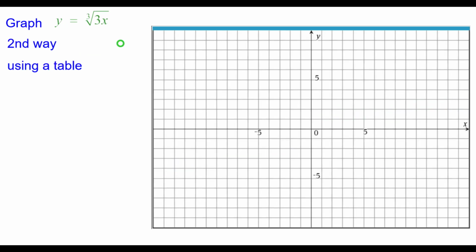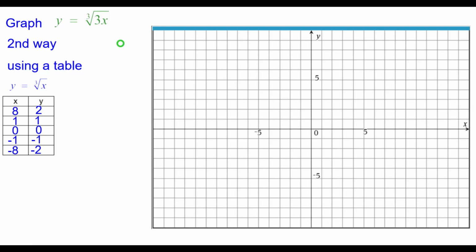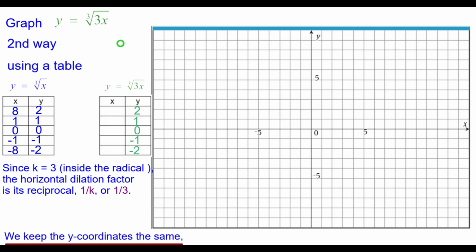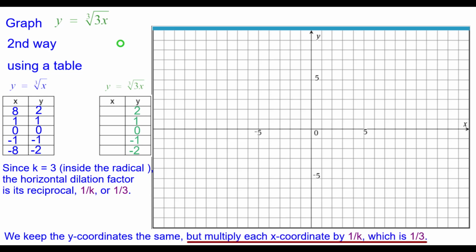Second way, using a table. This is our Cuberoot table. K is equal to 3 underneath the radical sign, and the horizontal dilation factor then is the reciprocal of that 3, which is 1/3. We keep the y coordinates the same, but we multiply each x coordinate by the reciprocal of 3, which is 1/3.